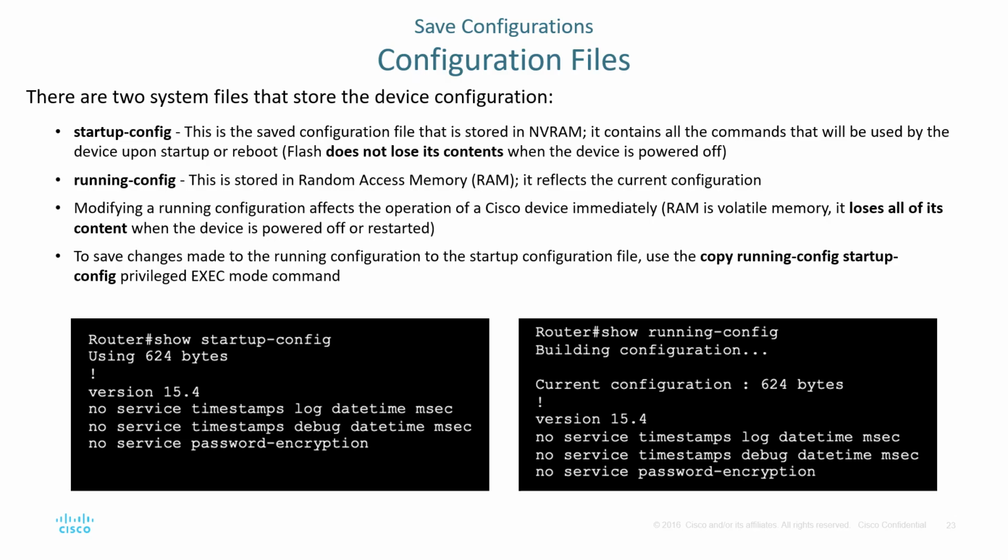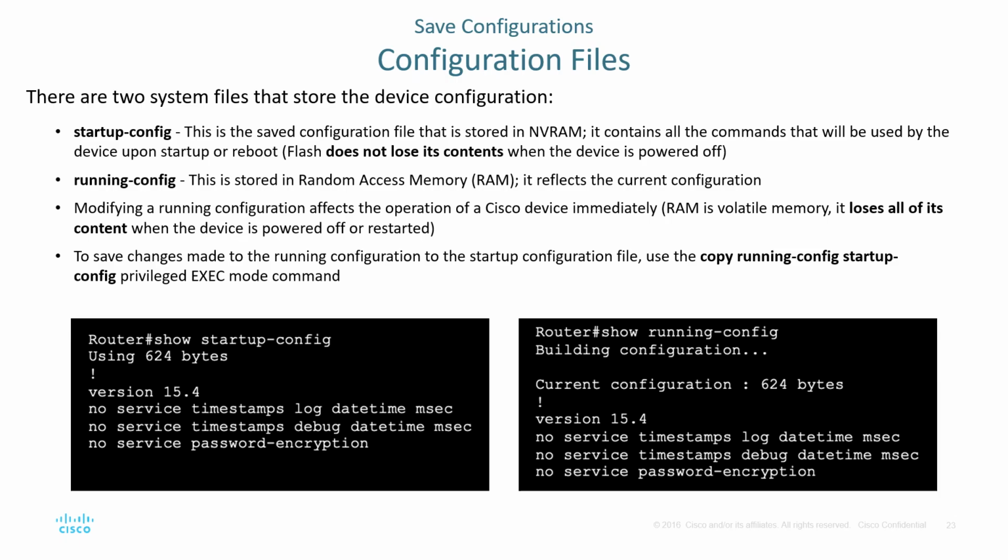Now, there are two system files that store the device configuration. Your startup config is the saved configuration file that is stored in NVRAM. It contains all the commands that will be used by the device upon startup or reboot. NVRAM does not lose its contents when the device is powered off. So your startup configuration is the one that is saved back to your device after you make changes. That is that copy, run, start that you do.